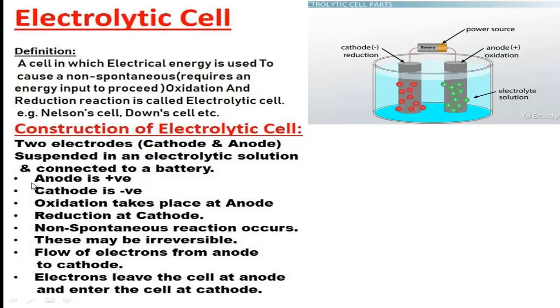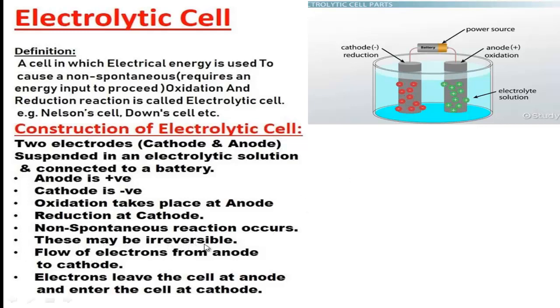Now follow here, there is also used anode. Anode is positively charged, cathode is negatively charged. Oxidation takes place at anode, reduction at cathode. Non-spontaneous reaction, that means this reaction after some time will be stopped. It will be spontaneous up to that time when our electric supply will be continued.